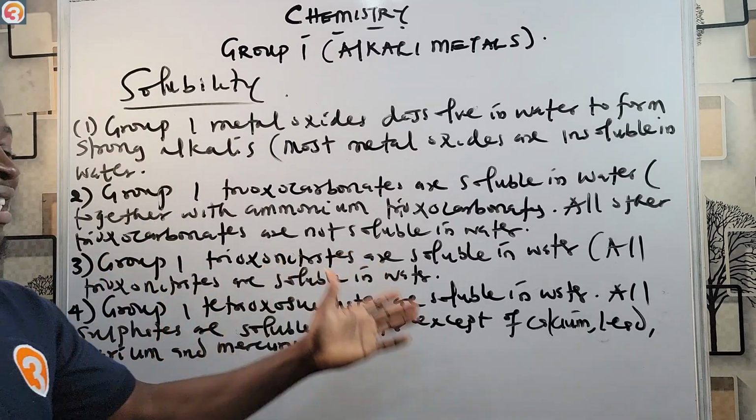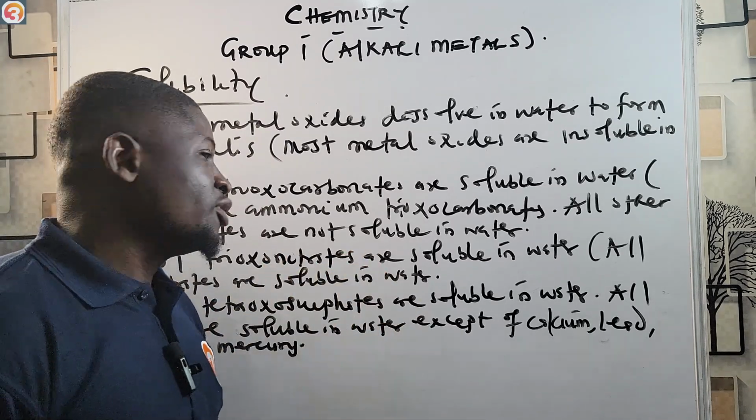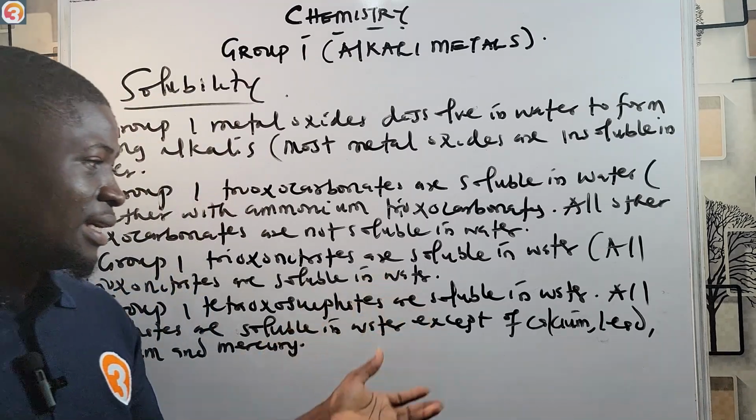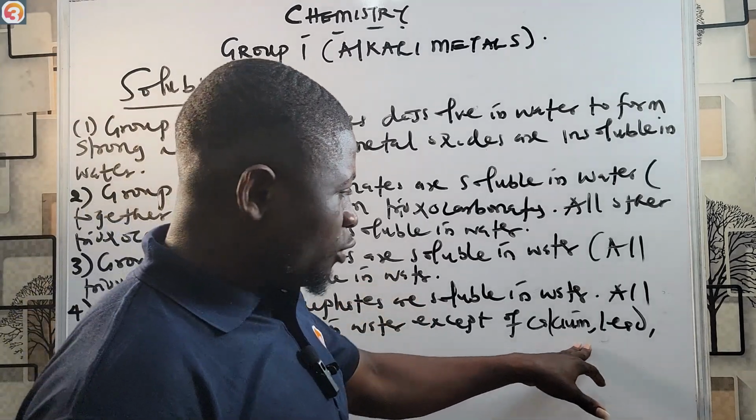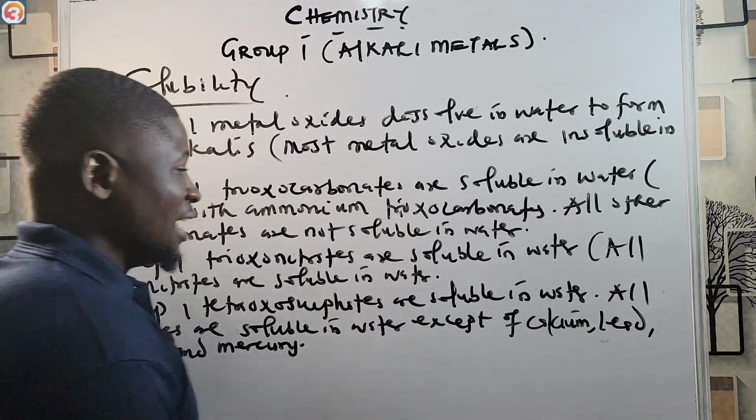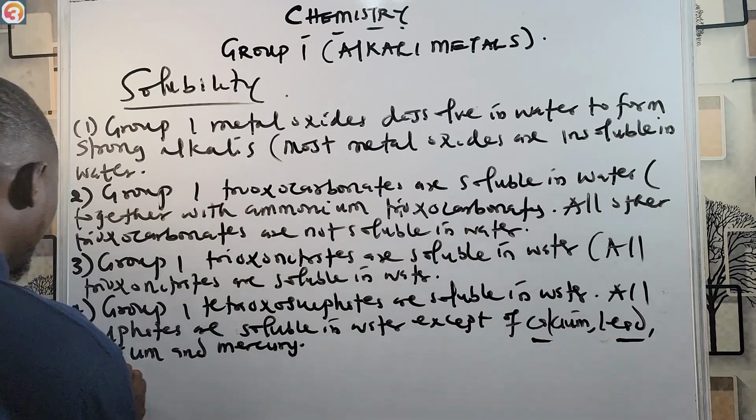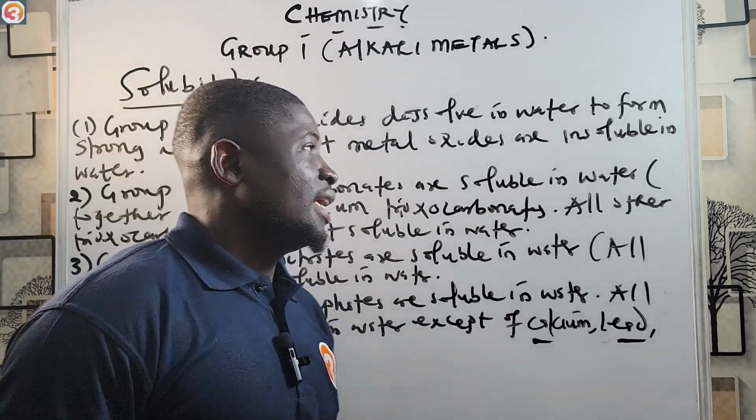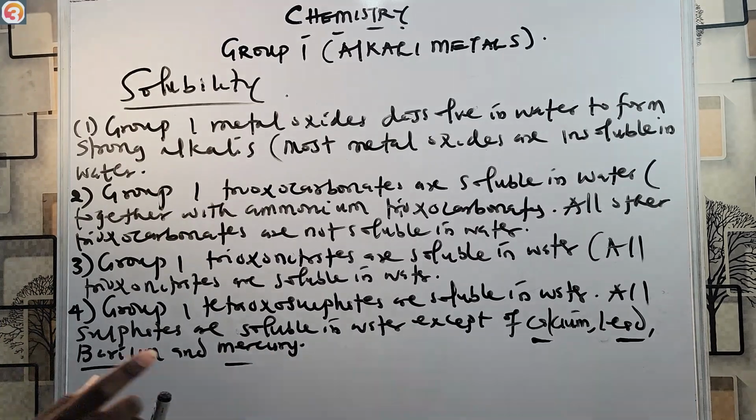Which of the following tetraoxosulfates is not soluble in water? So you see group one elements, you see group three elements, but you will pick one of these, right? Just know that these sulfates are the ones that are not soluble in water. Calcium sulfate, barium sulfate, mercury sulfate, lead sulfate, they are not soluble in water.